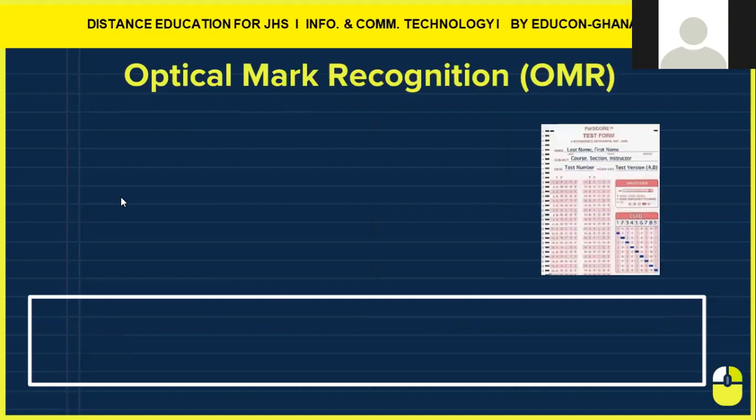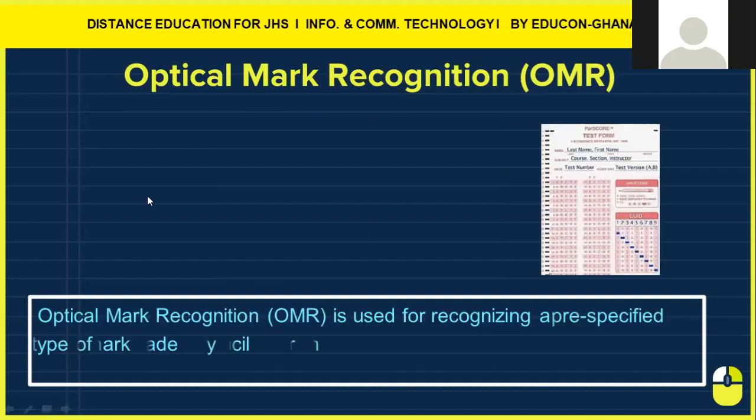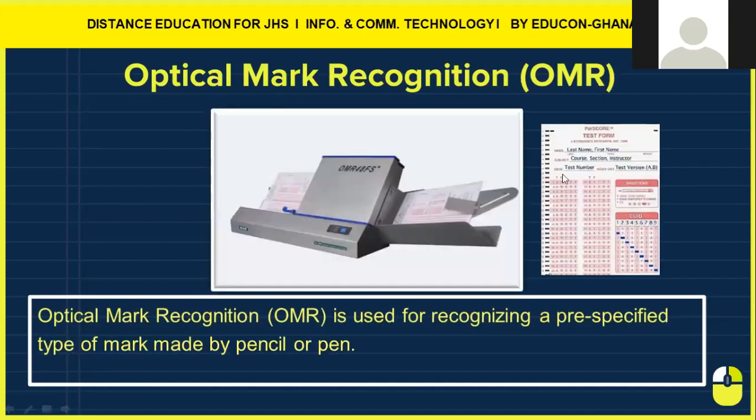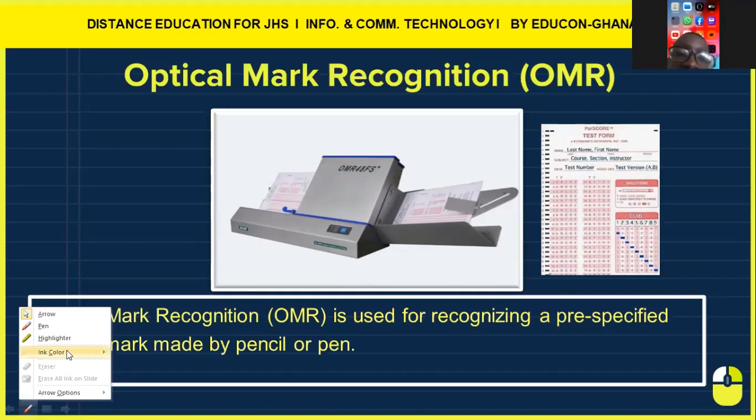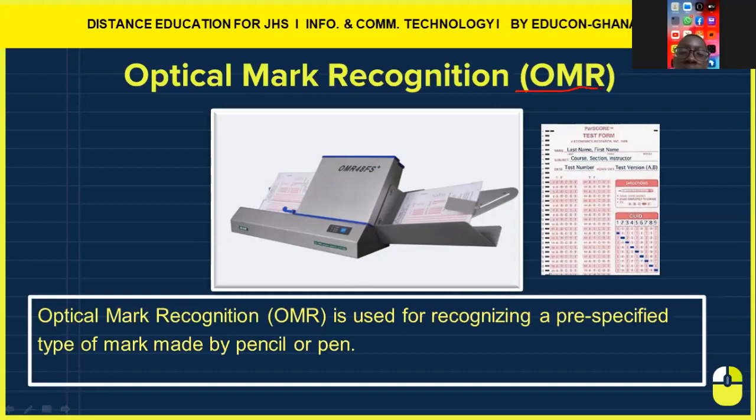Now we also have optical mark reader. Now, you have been told that your objective should be marked by a computer. Is that not it? Yes. So this is the machine. Look at it. This is a machine known as Optical Mark Recognition, OMR. Check the abbreviations. You can be asked to write it in full. So you check the abbreviation. Is that okay? Yes, sir.